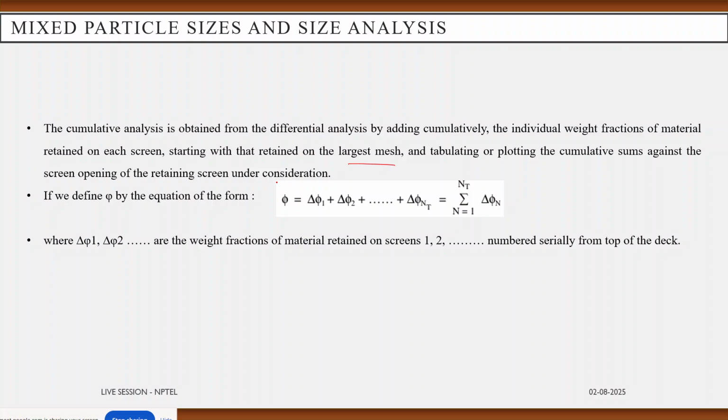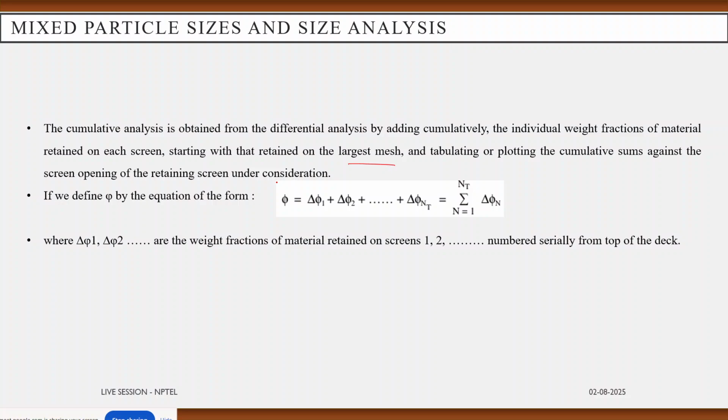So we define phi as the cumulative analysis, and that will be the summation of these weight fractions from 1 to the number of screens you have stacked one after another. You have to go in a cumulative way. So the cumulative analysis represents the relation between phi and the screen opening. Ultimately, that will add up to 1 at the last.